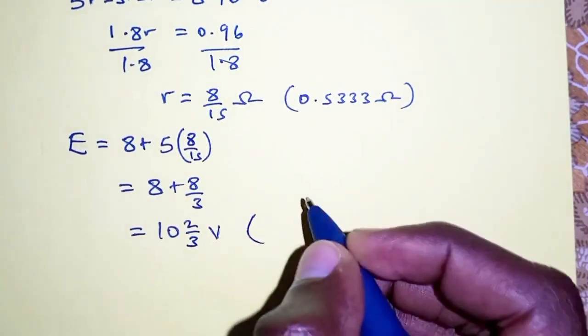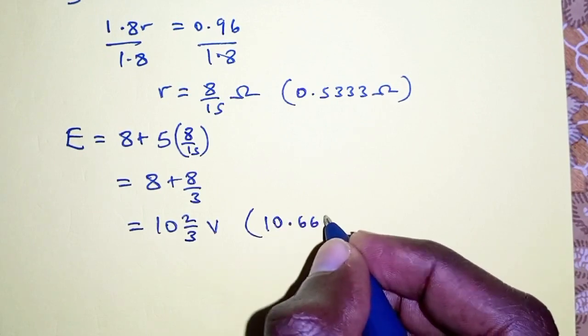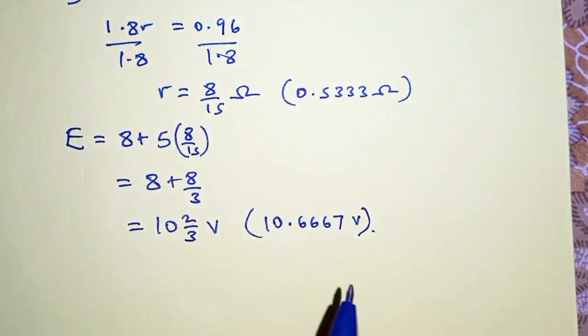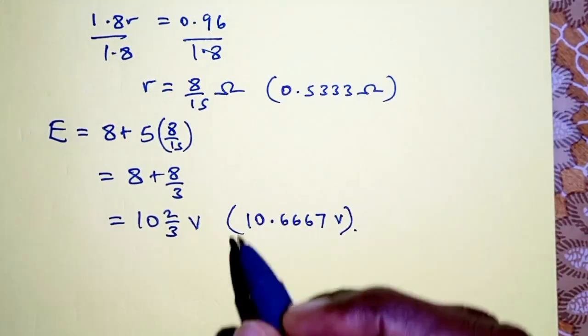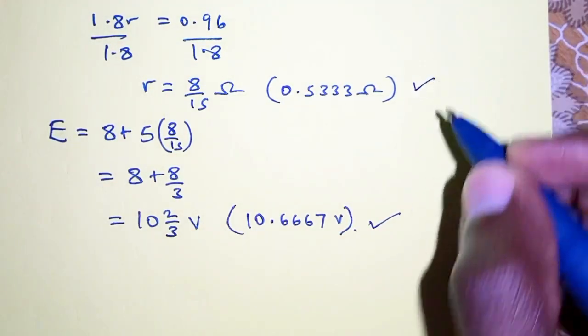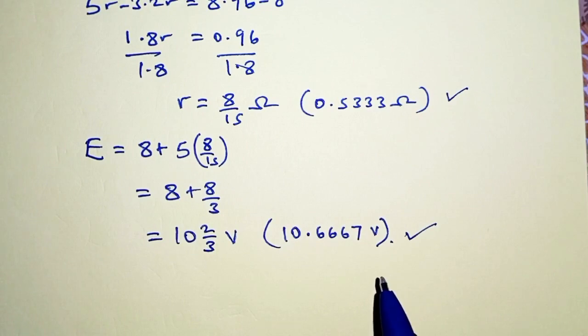If we wish to have it in decimals, that is just 10.6667 volts. And therefore, we have the electromotive force and the internal resistance of the cell just as had been required in the question. With that, we come to the end of the solution to this problem.